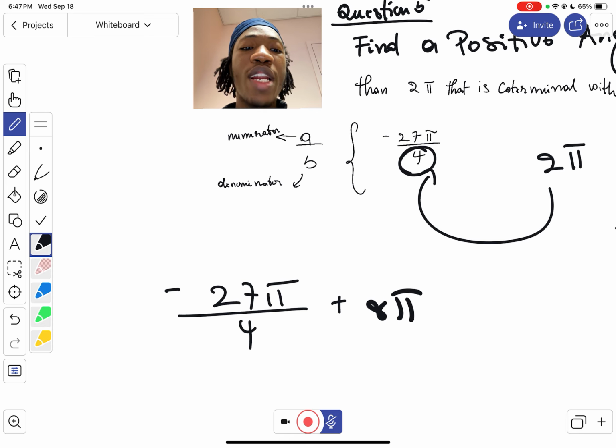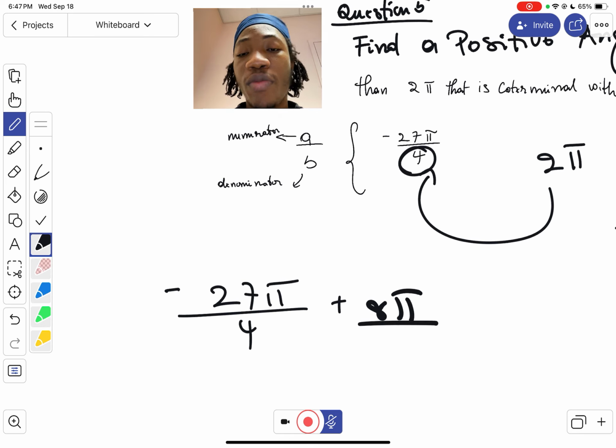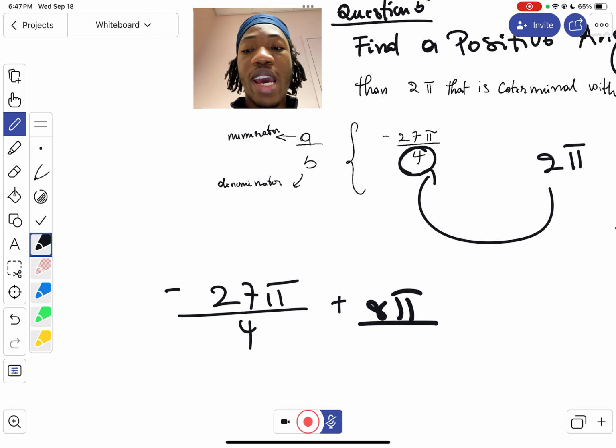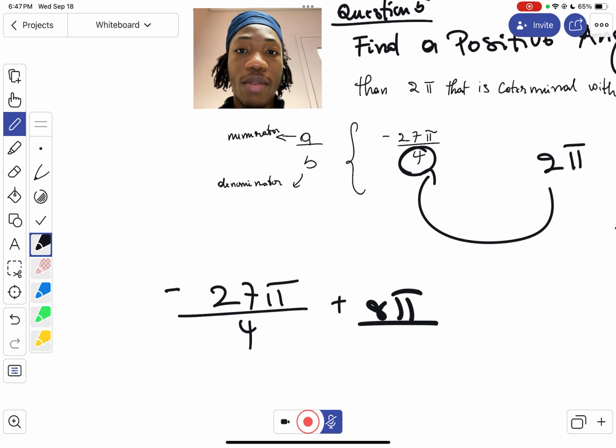The reason why we added and did not subtract is because if we tried to subtract, it wouldn't really make a difference. It would have given us an angle that is just a big number, but a negative number. We don't want a negative angle. We want a positive angle.